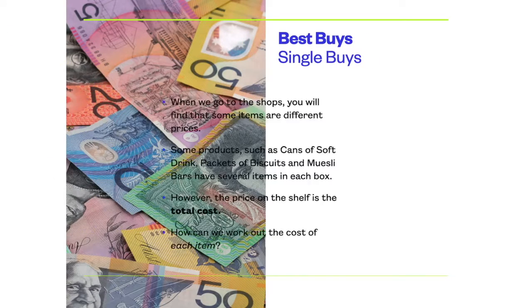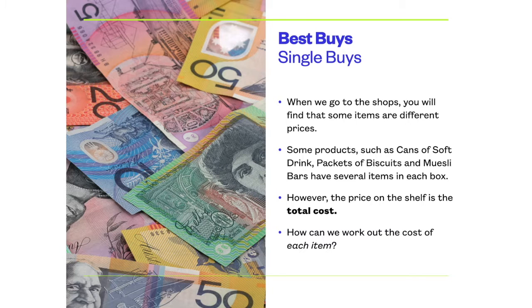Single buys. When you go to the shops, you'll find that some items are different prices. Some products, such as cans of soft drink, packets of biscuits and muesli bars, will have several items in the box. However, the price on the shelf is the total cost. How can we work out the cost of each individual item?